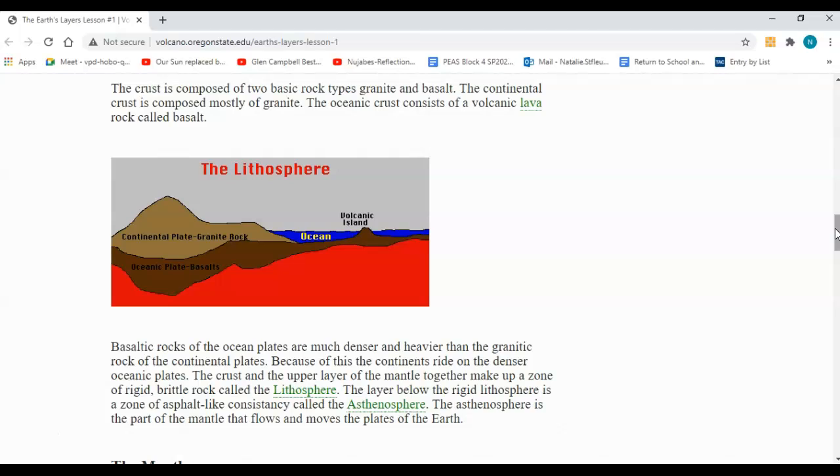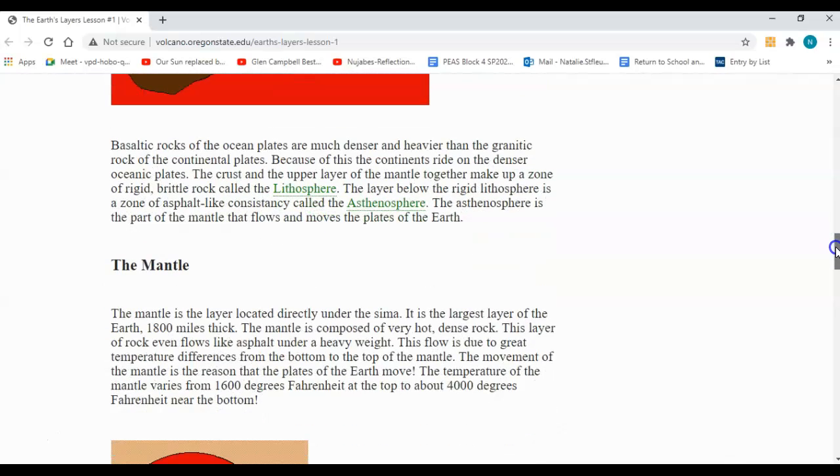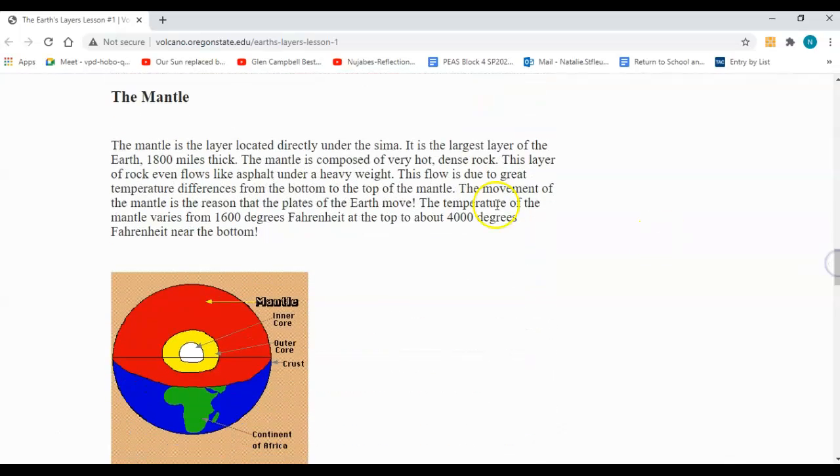If you need more time to study the diagram, pause the video. Okay, the next section is on the mantle. The mantle is the layer located directly under the crust.